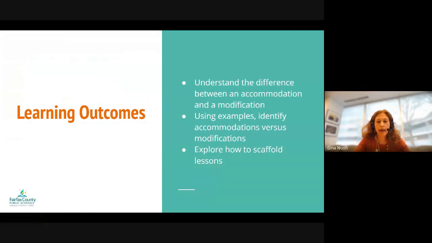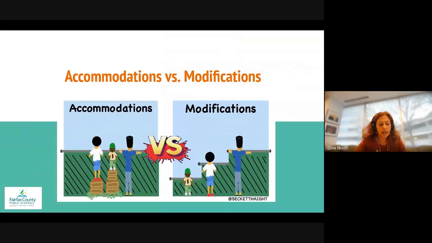Here are our learning outcomes for today. We're going to understand the difference between an accommodation and modification. Using examples, we will identify accommodations versus modifications. And we will also explore how to scaffold lessons. Let's start with looking at the difference between accommodations and modifications.